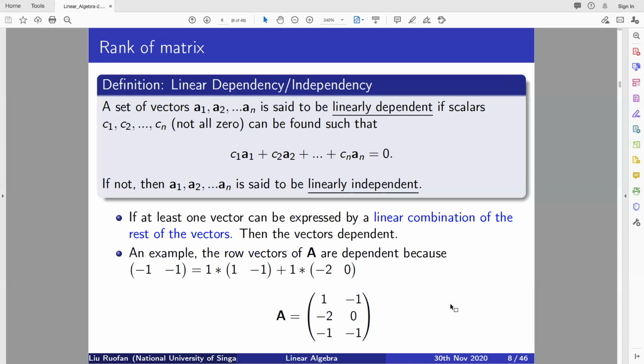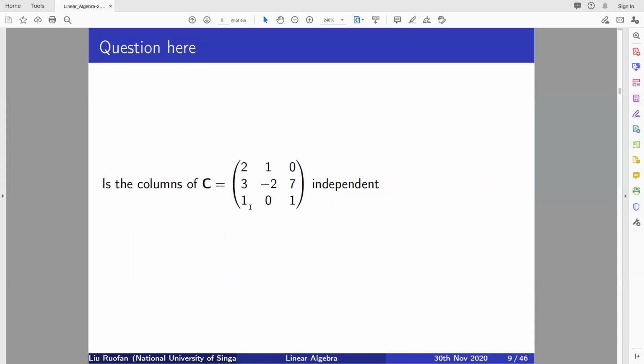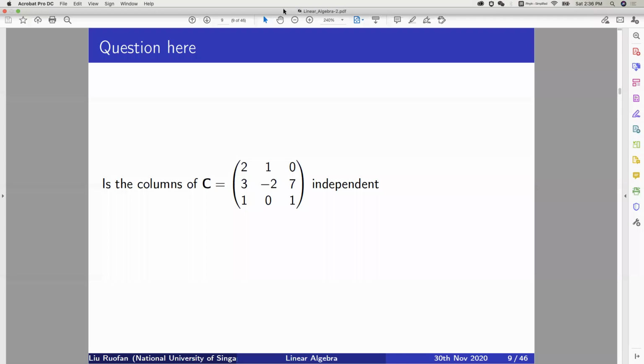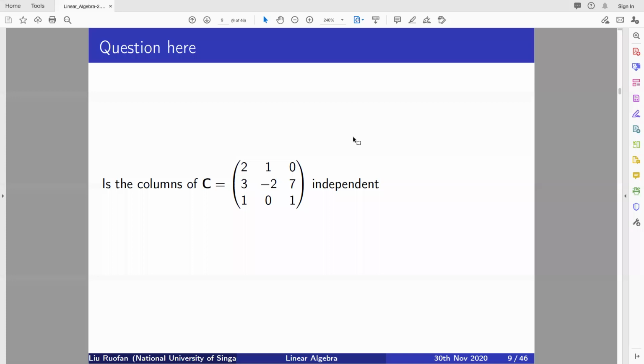Here, I prepared a question. So I want to ask some of you whether the columns of C are independent. Zhenfeng, can you answer this question? Hello? Hello, I think Zhenfeng is gone. Zhenfeng has some time. So Wang Chao has the answer. Wang Chao, can you unmute yourself and make some explanation?